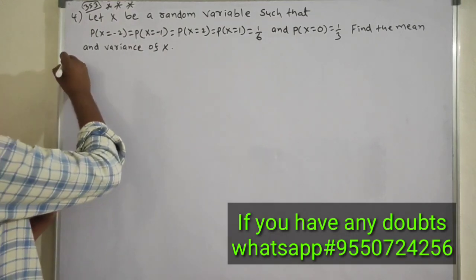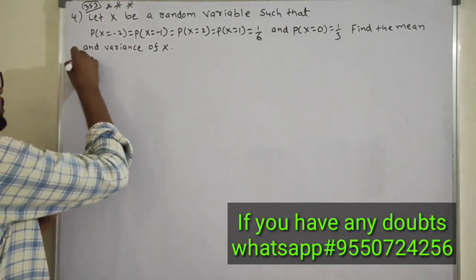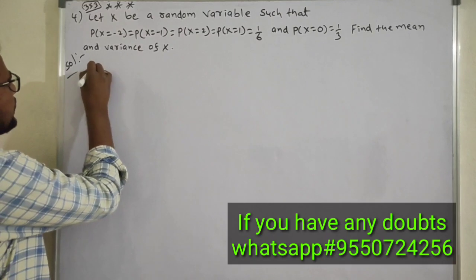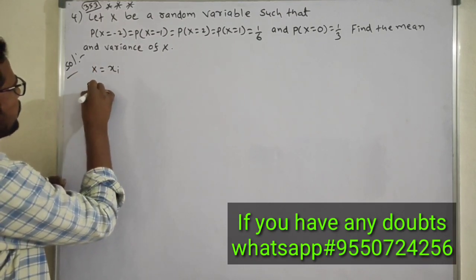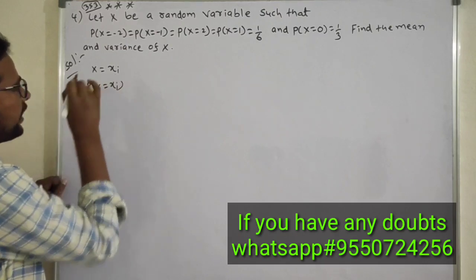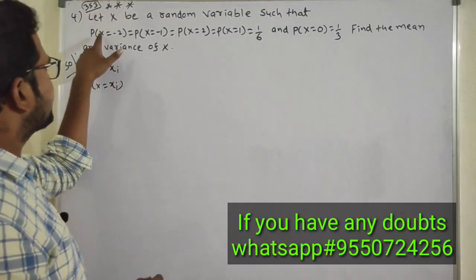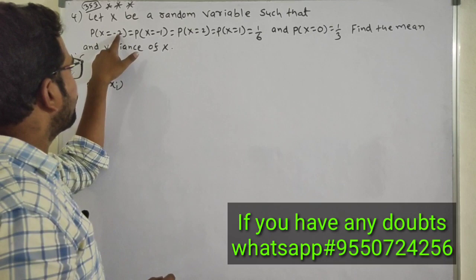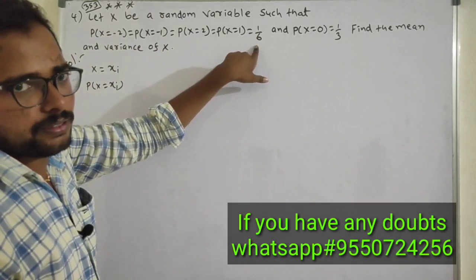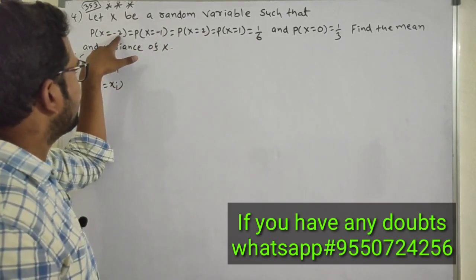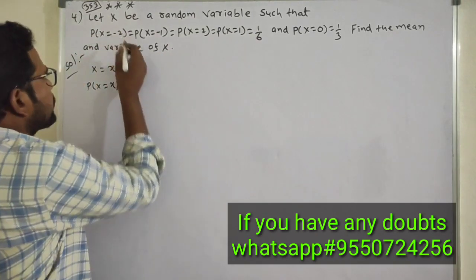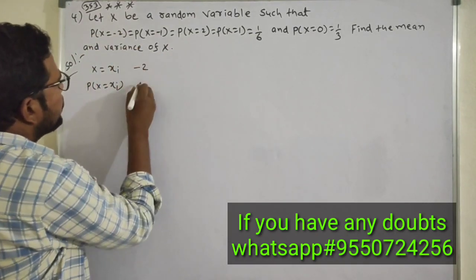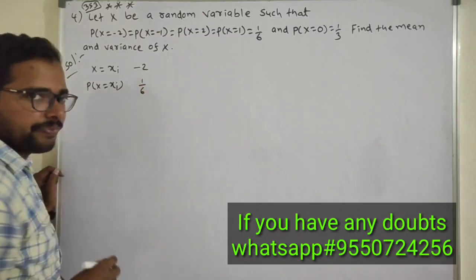Now we take the distribution table. What is given? Take x equals xi. These are the probabilities, P of x equals xi. So probability of x equals minus 2 is 1 by 6. X equals minus 2, where probability of minus 2 is equal to 1 by 6. So the outcome is minus 2, so the probability of minus 2 is here, take 1 by 6.